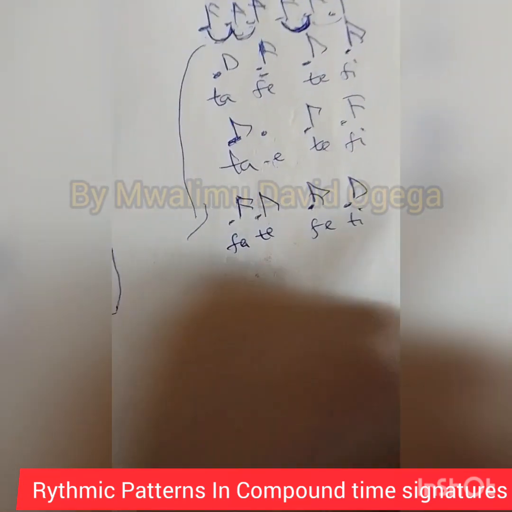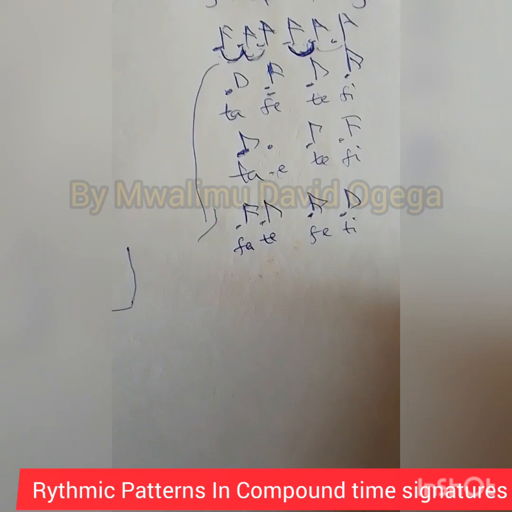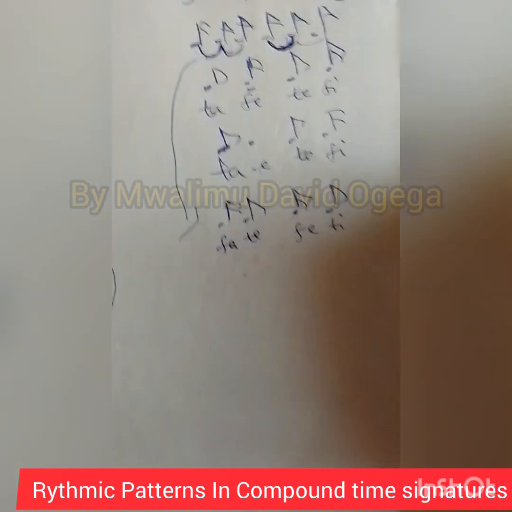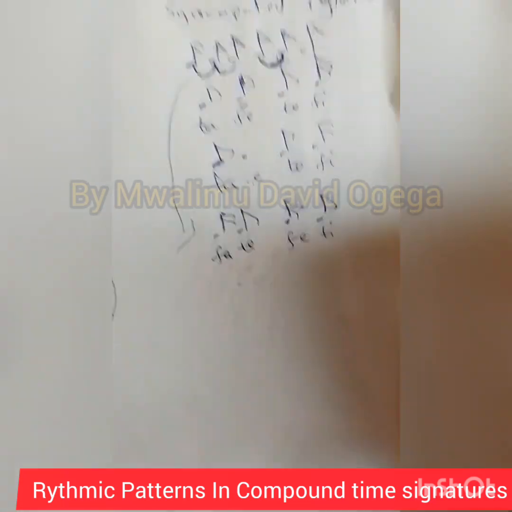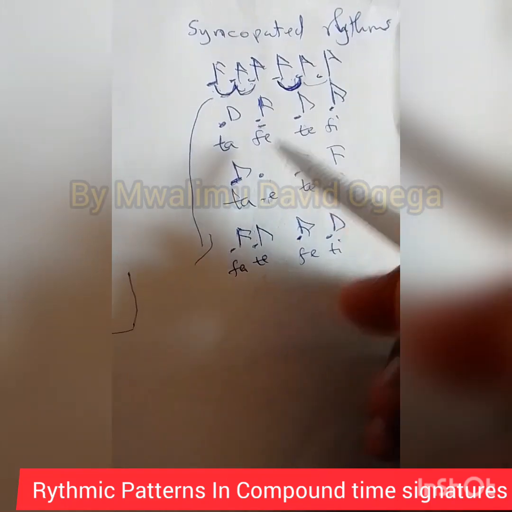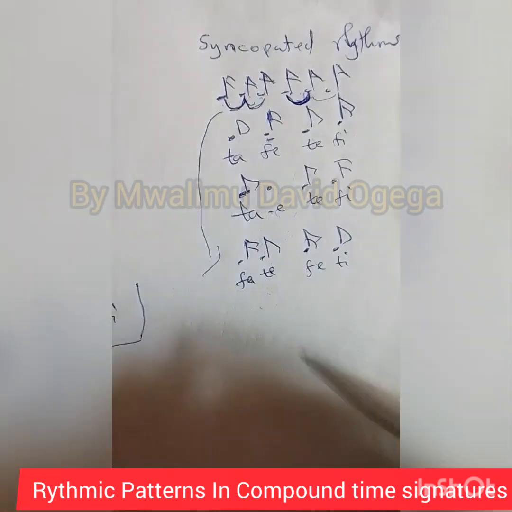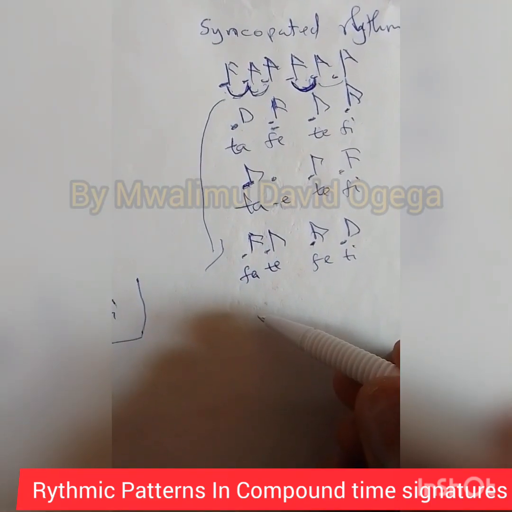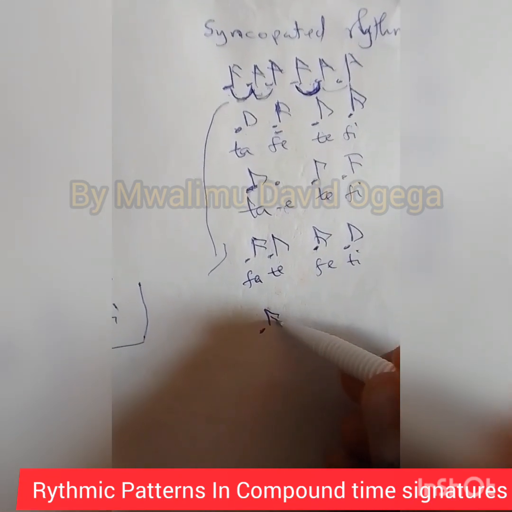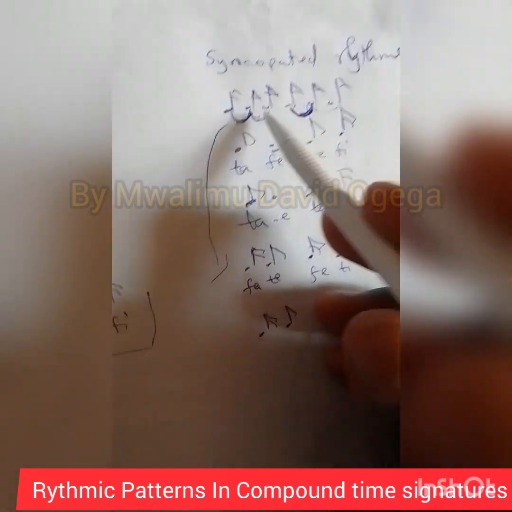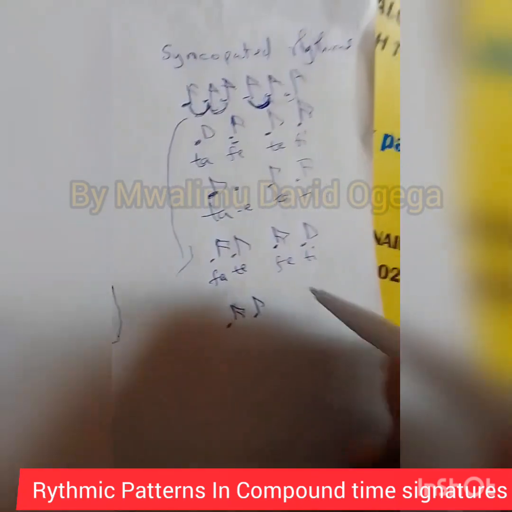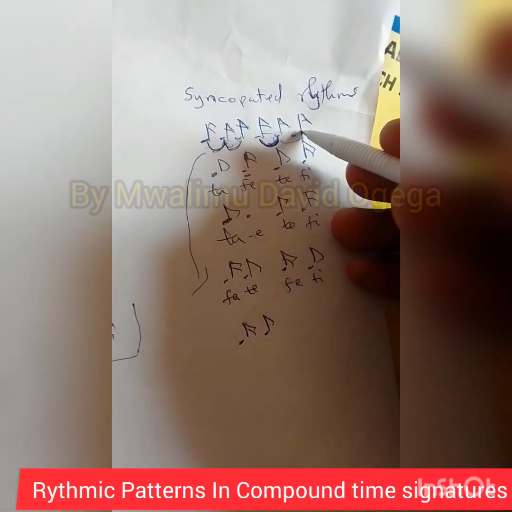Now we have created this rhythm by clapping. You go fa te, fe ti, fa te, fe ti, ti ti, ti ti, ti ti, ti ti. And now we can further create another rhythm from here. If we leave the first note and join the two notes here to make this quaver, and leave the others.